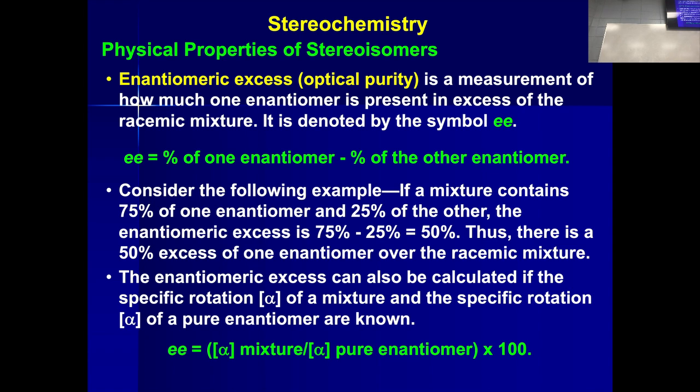So far, we've been talking about pure enantiomer A and pure enantiomer B. But when we do chemistry, sometimes we don't completely make one enantiomer. We may make one enantiomer in excess of the other. And this is why the examples that I gave you last time are very important.